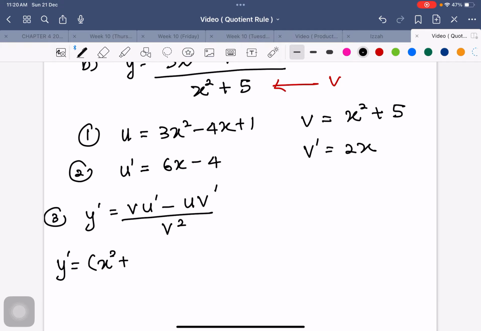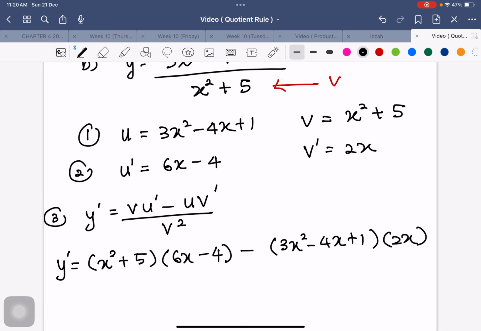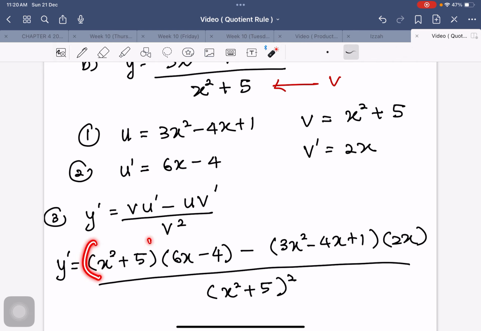x squared plus 5 multiplied by 6x minus 4 minus u, 3x squared minus 4x plus 1 multiplied by 2x, over v squared. So x squared plus 5, the whole thing squared. Okay. Remember, setiap ni mesti ada bracket. So senang untuk you check. So betul tak ni v?